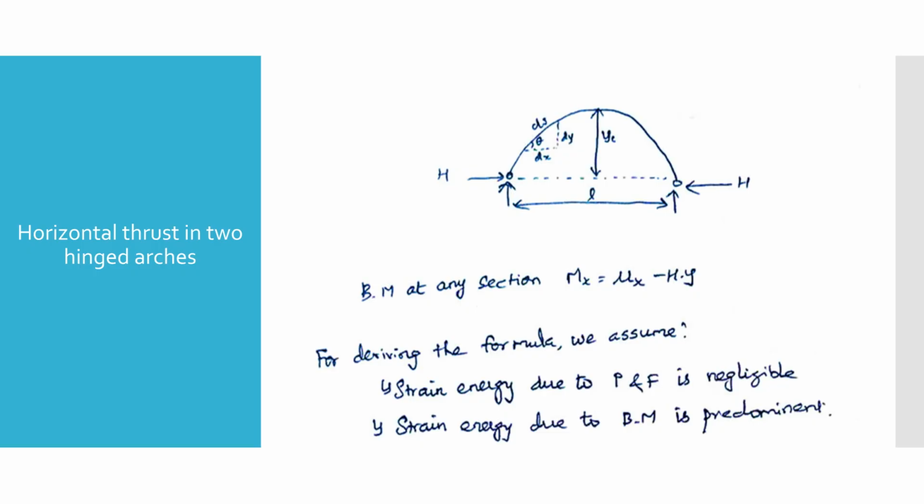First, the strain energy due to axial thrust P and shear force F is negligible. Second, the strain energy due to bending moment is predominant. Let's proceed to the energy formulation.